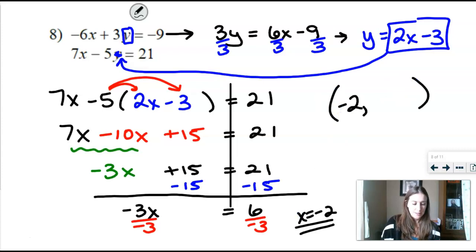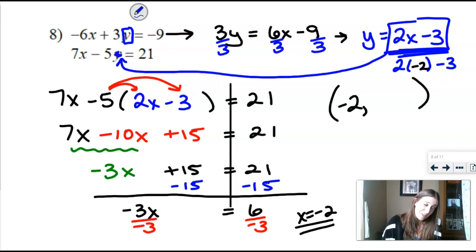Cool, cool. Remember, you have a recipe for y right here. All you have to do is take 2 times x minus 3. So 2 times x, which we just found to be -2, minus 3. Okay, mental math. -4 minus 3 is -7. Should write that down. And there's your ordered pair.